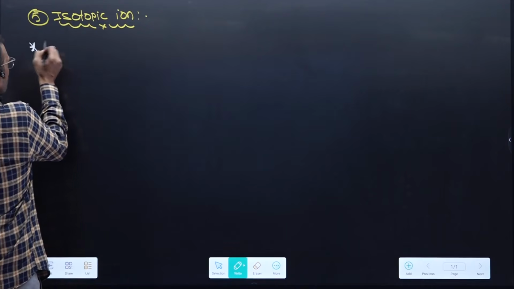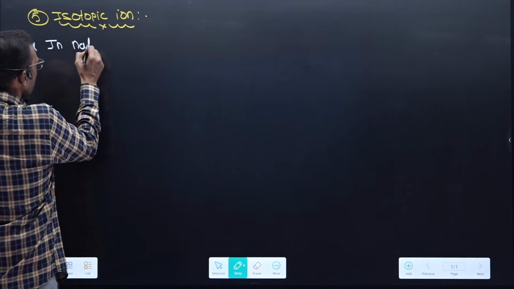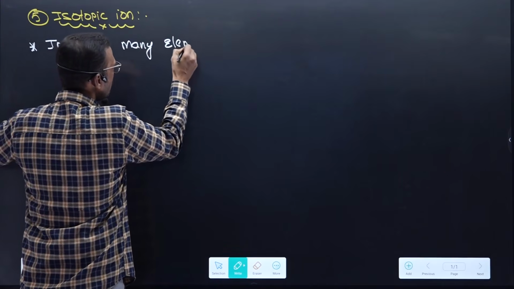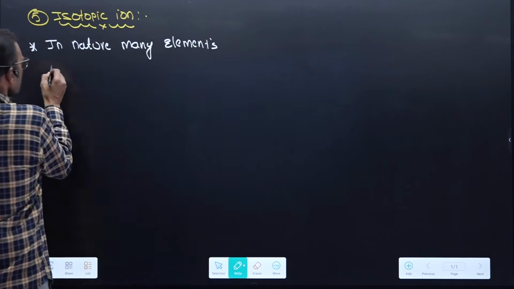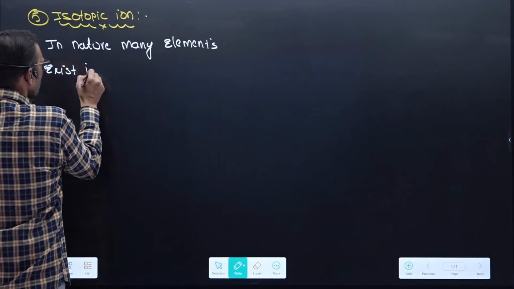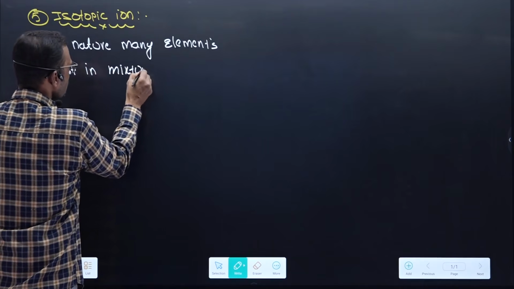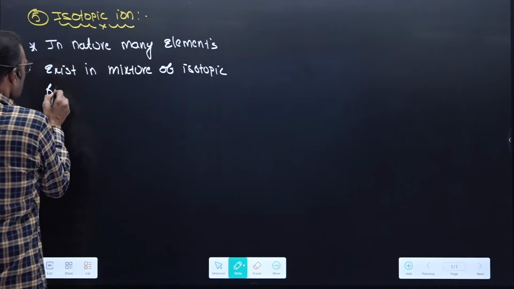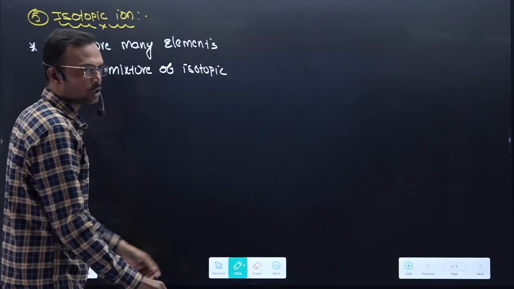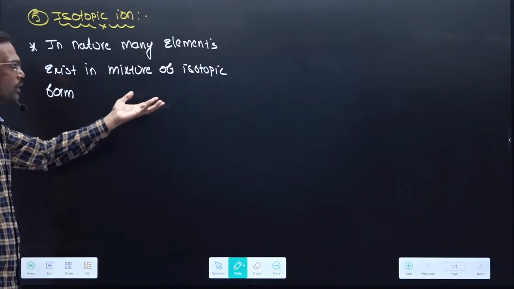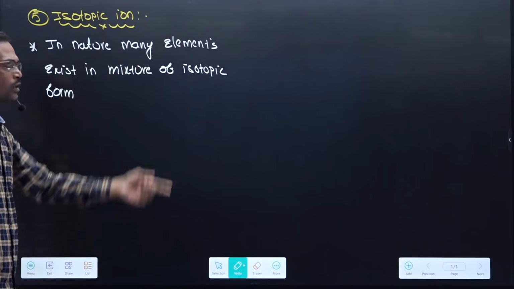Isotopic peak. So, in nature, if I take any element, many elements exist in a mixture of isotopic forms. So what is the meaning of isotope? Same atomic number but different mass number. In nature, if you take the elements in the periodic table, many elements have more than one isotope. That is called a mixture of isotopes.